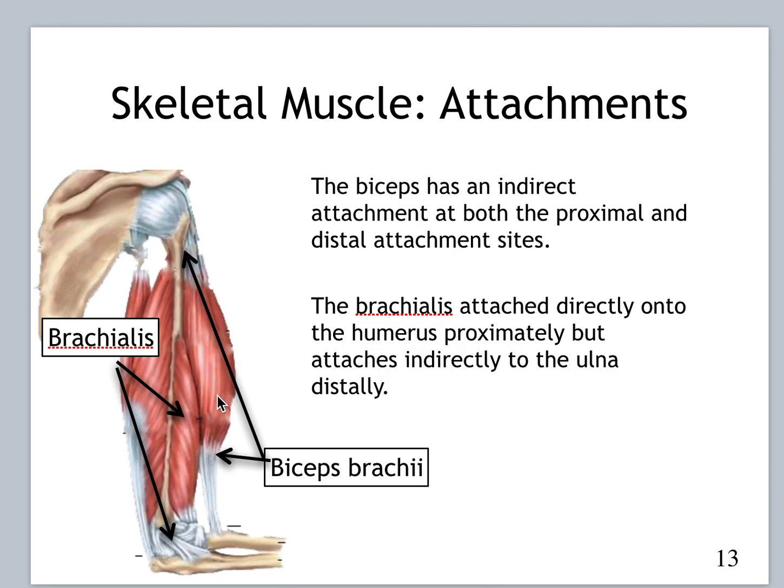Here we see an example. The brachialis muscle is attached to the bone here. This would be an example of a direct attachment. And indirectly, it has a tendon here that attaches down towards the bones of the forearm, so this would be an indirect attachment. The biceps, on the other hand, has a tendon that attaches both at the forearm and also at the shoulder, so it has an indirect attachment at both ends. Both the origin and insertion are indirectly attached.